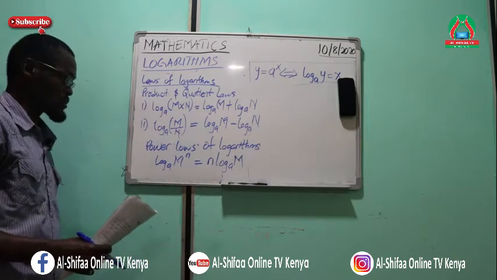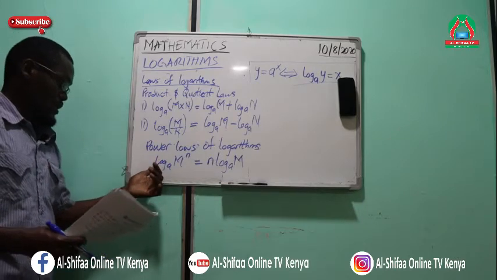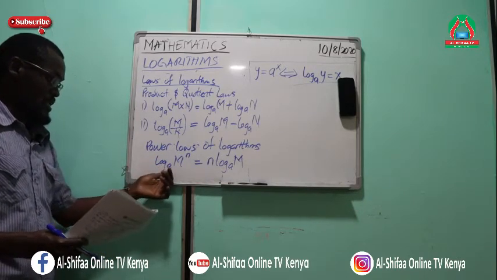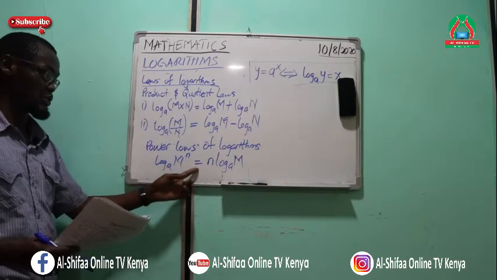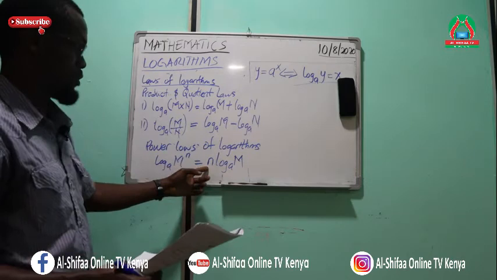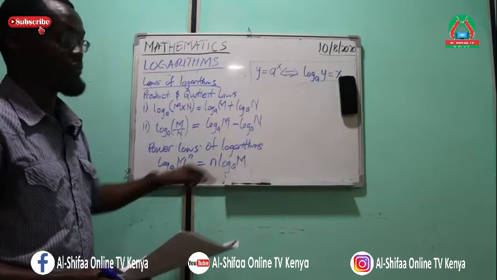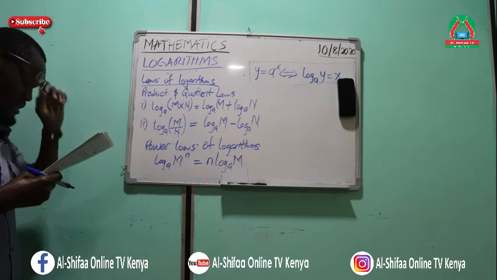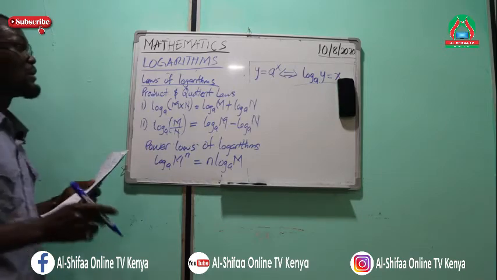Then the power laws of logarithm, you have that log to the base a of m to the exponent n is equivalent to n multiplied by the log to the base a of m. We'll look into some examples to see how it is being done.